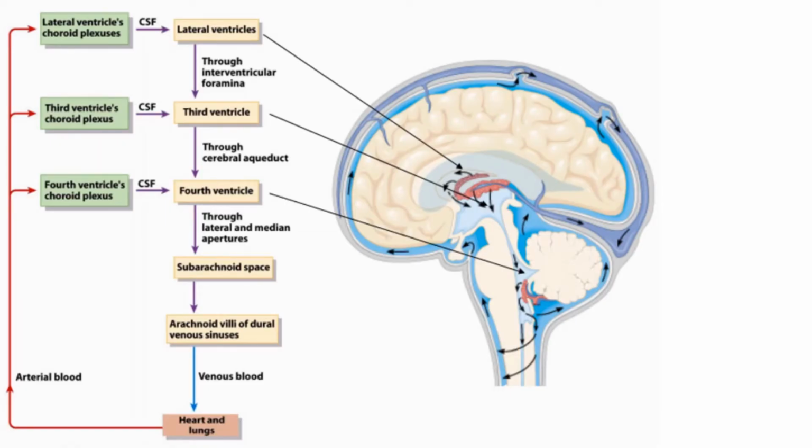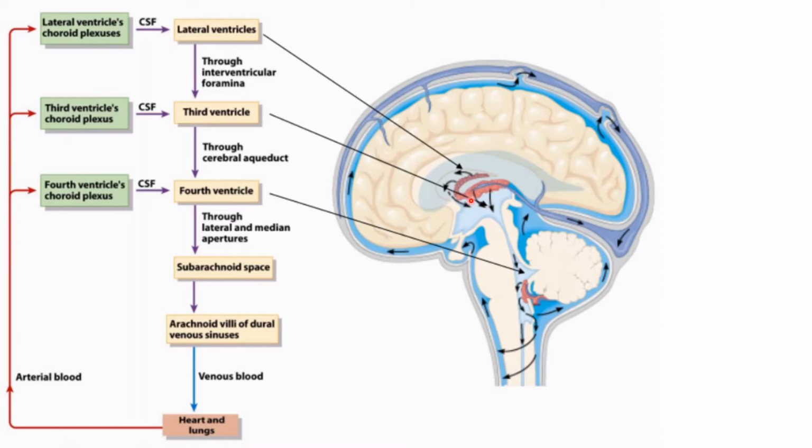Now, how does the CSF circulate? This is a sagittal diagram of the human brain. If we look here, this is the lateral ventricle at the pointer. CSF is produced by the choroid plexus, which is colored in red as we see. The CSF in the lateral ventricles travels through the foramen of Monro here to the third ventricle.